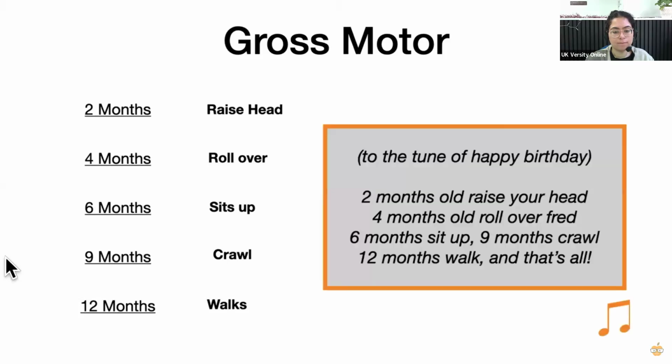2 months old, raise your head. 4 months old, roll over, Fred. 6 months sit up. 9 months crawl. 12 months walk, and that's all.